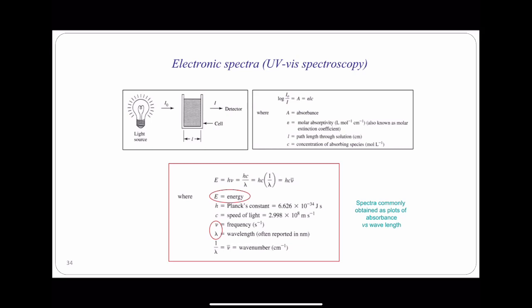Very oftentimes, we're going to see our spectra obtained as plots of absorbance versus wavelength. However, we're also oftentimes going to encounter systems that express wave number, which is 1 over the wavelength in inverse centimeters. That's important, especially whenever we go to the quantification of our electronic spectra data as we move forward.